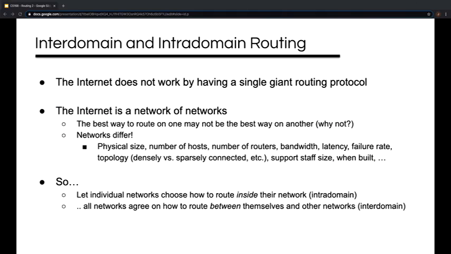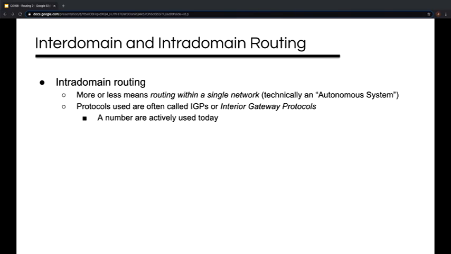So the notion that the internet embraces is, let individual networks choose how to route inside their own network. And we call that intra-domain routing. And then all the networks agree on how to route between those networks. And that's inter-domain routing.